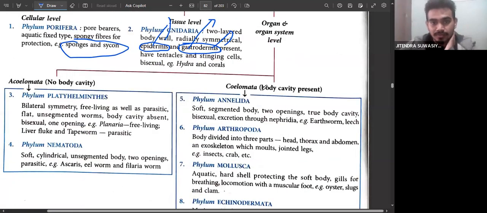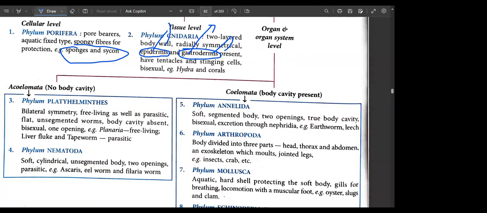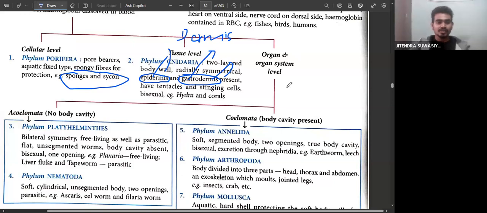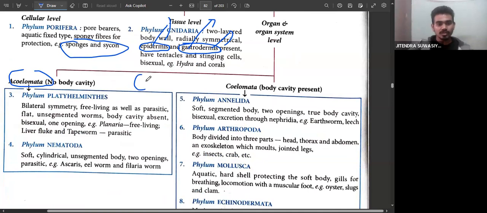Then organ and organ system level. Then we have the organ and organ system level of classification. In organ and organ system classification, we have coelomata and acoelomata. Coelomata is something with a coelom.